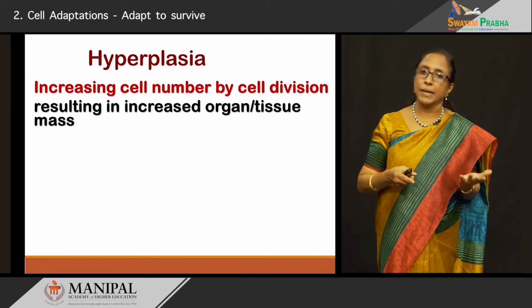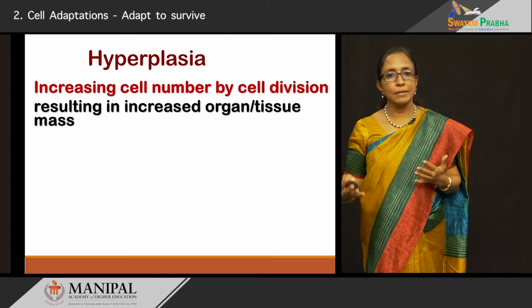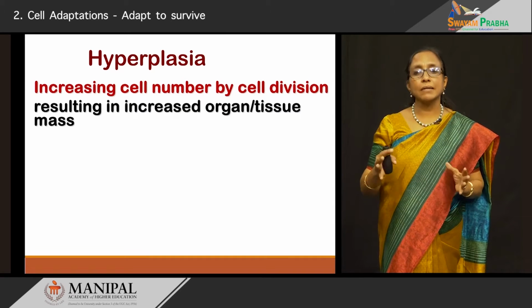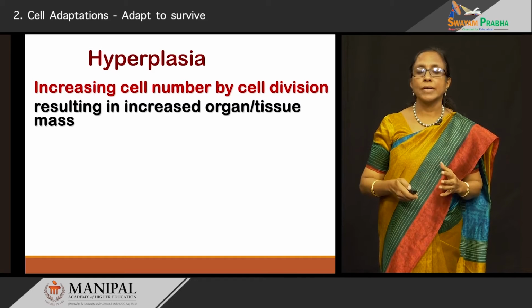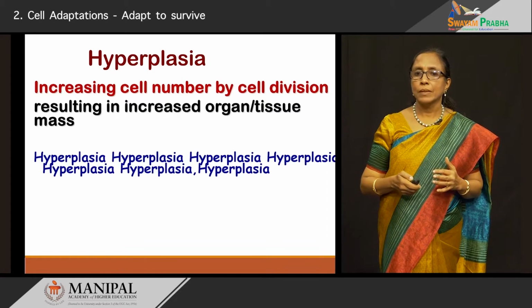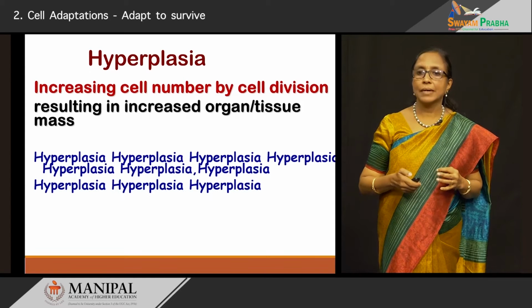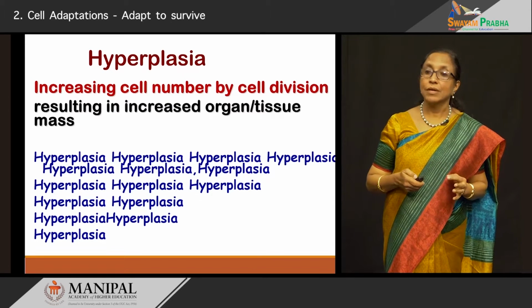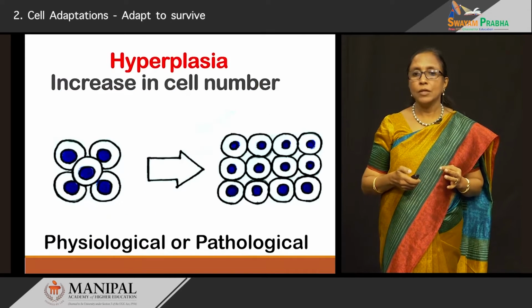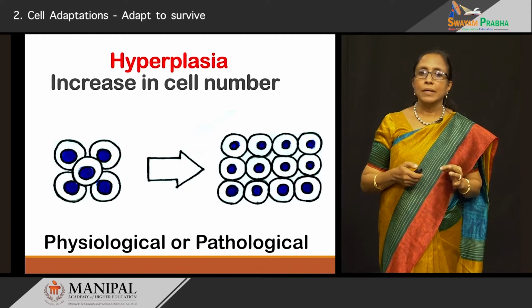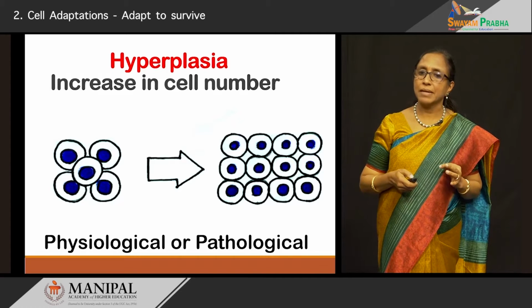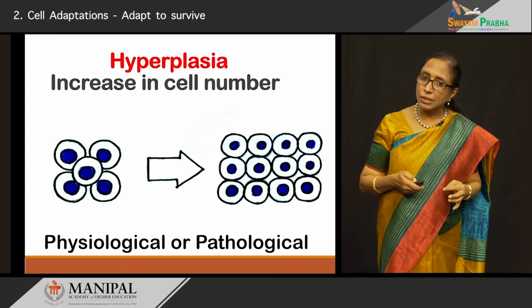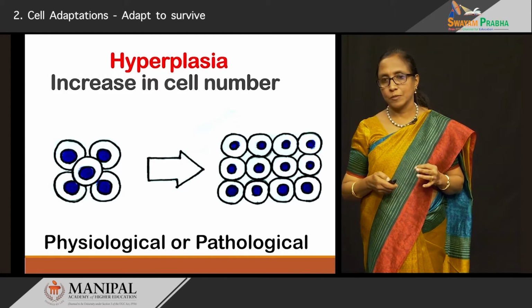Hyperplasia, hyper means big, plasia means number of cells are increasing. So, increase in the cell number by cell division resulting in increase in the organ or the tissue is called hyperplasia. So, to put it simply, in hyperplasia the cells go on increasing in number and we get the organ that is increased. Again, to depict it in a diagram, increase in cell numbers. The size remains the same, but the number of the cells increase. Again, it can be seen in physiological conditions and pathological conditions.